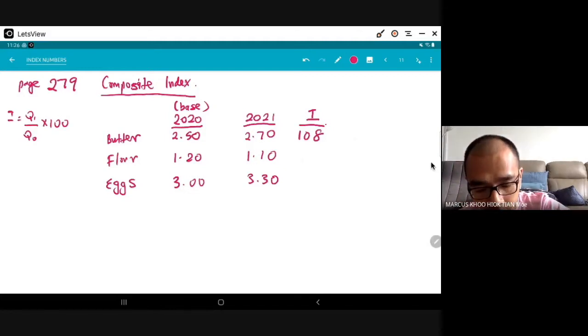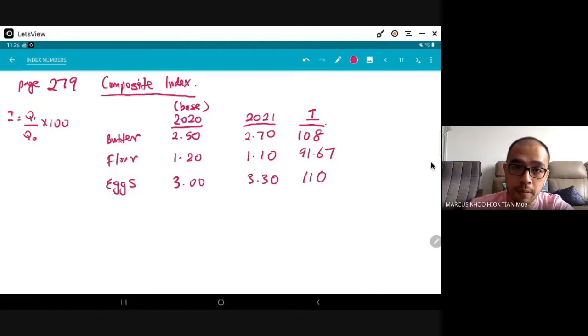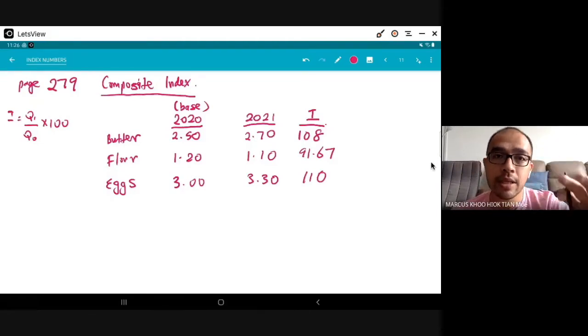91.67 and 110. Okay, good. But the thing is this, when you make a cake, when you make the cake, do you have the same amount of butter, the same amount of flour, and the same amount of eggs?